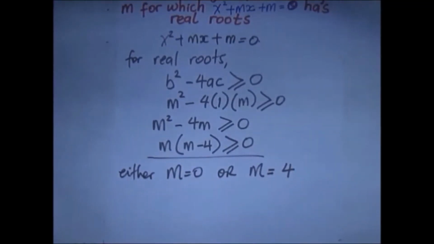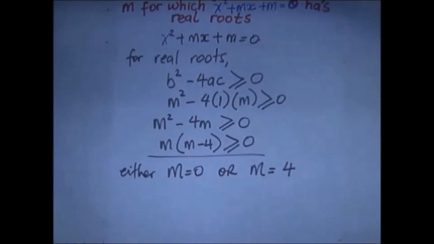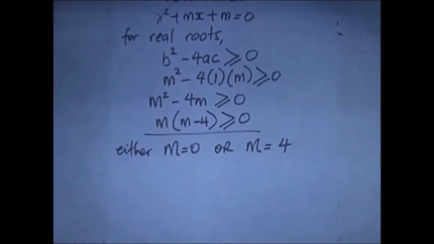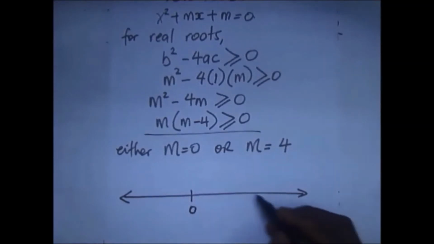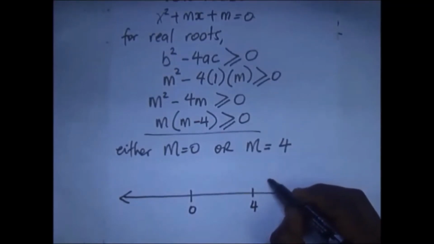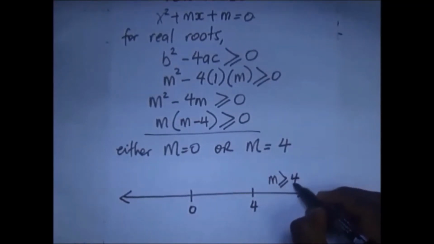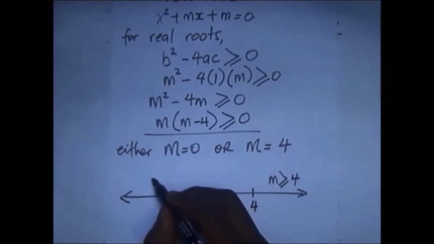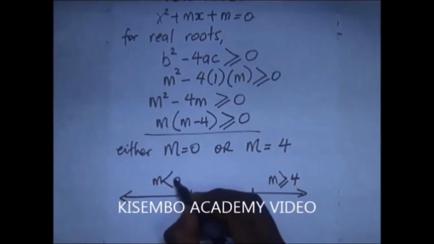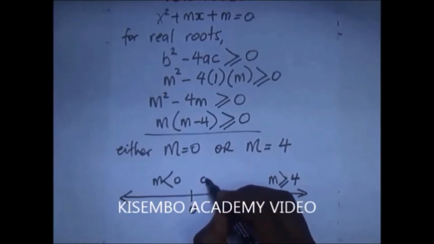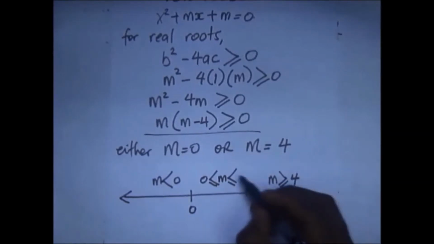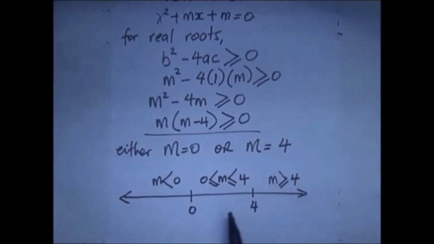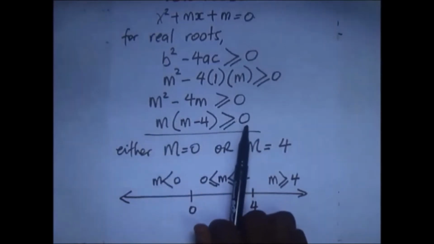So now, for that matter, we start looking for the range of values that will satisfy the real roots. So we draw a simple small line. We have 0 and we have 4. So this is the region where m is greater than or equal to 4. This is the region where m is less than 0, and this is the region where we have 0 less than or equal to m less than or equal to 4. So now which region is going to satisfy this inequality?